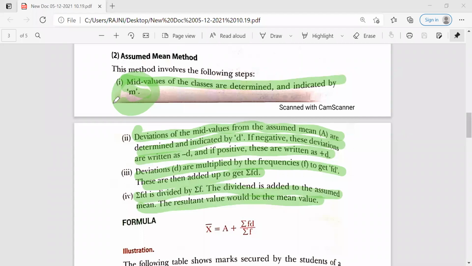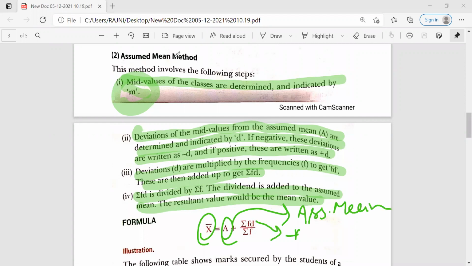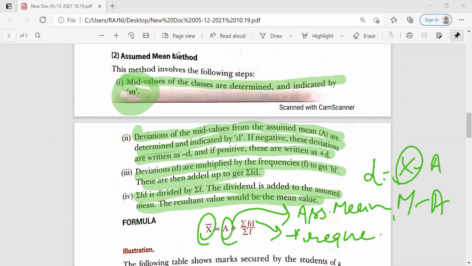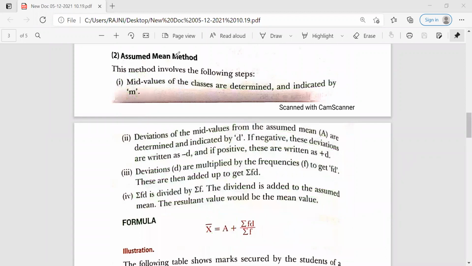We just have to use the formula for calculating the mean: mean is equal to A plus sum of FD divided by sum of F, where A is the assumed mean, F is frequency, and D is deviation. It means D is X minus assumed mean, and here X is used as the mid value. The simple process will be taken in order to calculate.